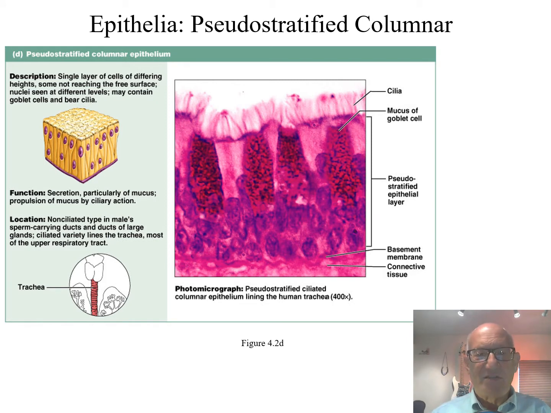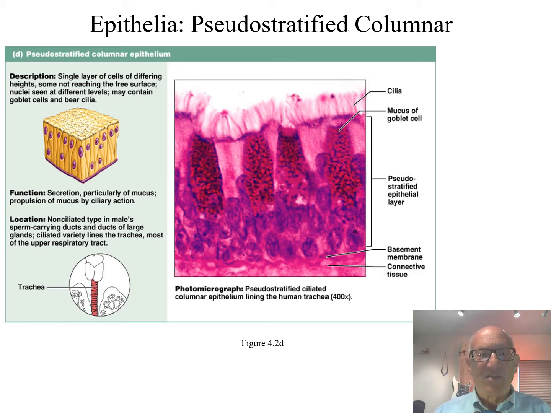So here we see pseudostratified ciliated columnar epithelium right here. It looks like they're in multiple layers. This is why it's called pseudostratified, or fake stratified. Right? It looks like there's multiple layers of cells, but in fact we're seeing nuclei that are at different heights in the same layer of cells.